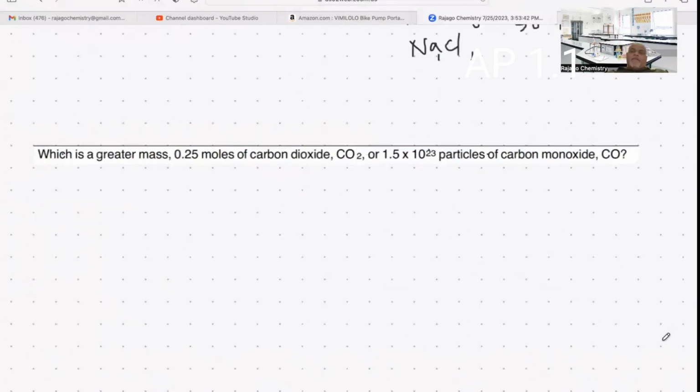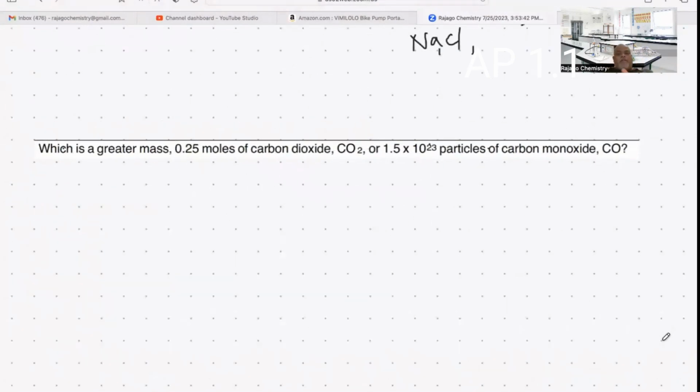Which is a greater mass, 0.25 moles of carbon dioxide or 1.5 into 10 to the power of 23 particles of carbon monoxide? This is the question. So try this for 90 seconds and see whether you were able to do this problem.